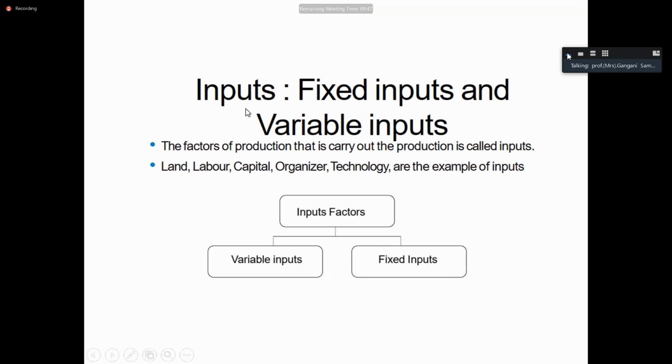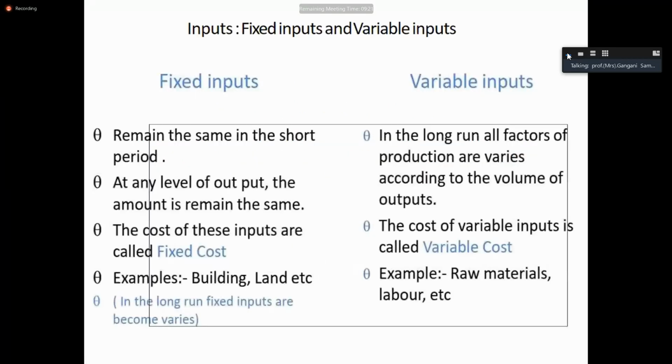In the case of inputs, there are two main types: fixed and variable inputs. Normally, the factors of production that carry out any production are called inputs, as you know. These inputs are of two types, variable and fixed inputs. Now we will see the difference between these two.